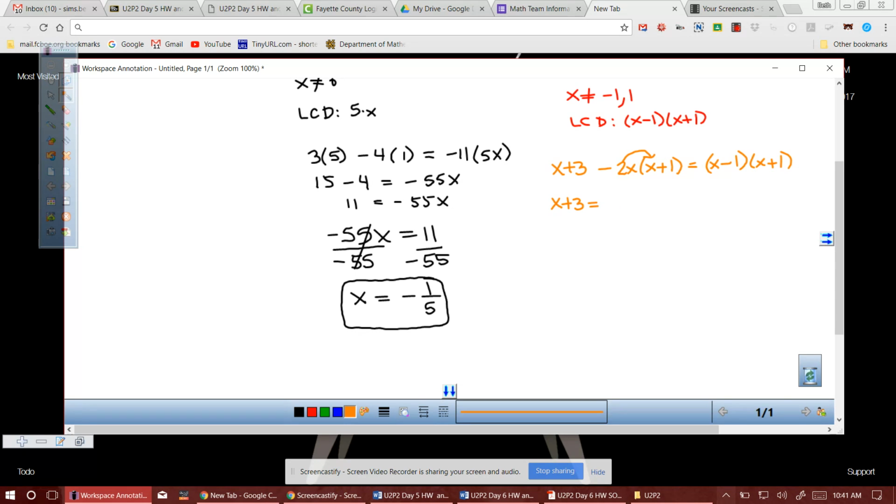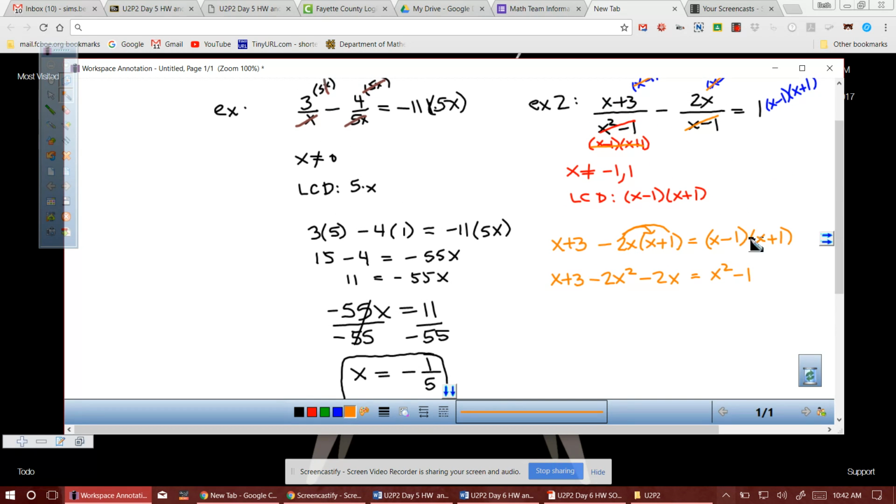That'll be negative, equal sign, I don't really want there. That'll be negative 2x squared. And that'll be negative 2x. And over here, as I FOIL, I get x squared minus 1. Now, I know I didn't show the FOIL steps, but remember that x squared minus 1, x plus 1, we got it from that first denominator right there. So I already knew that that was going to be x squared minus 1.